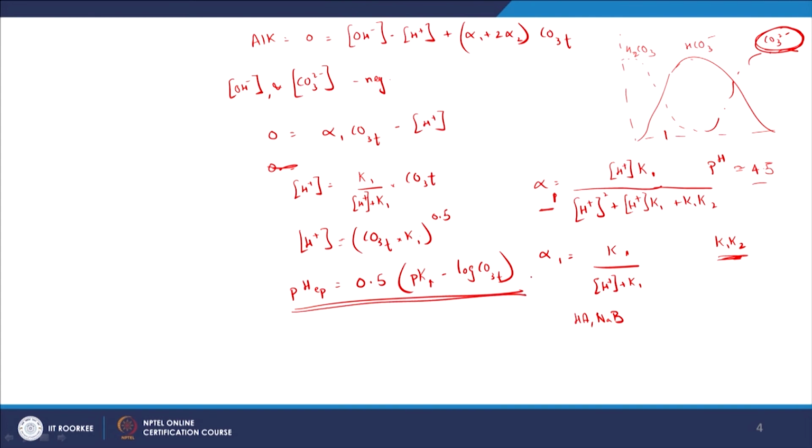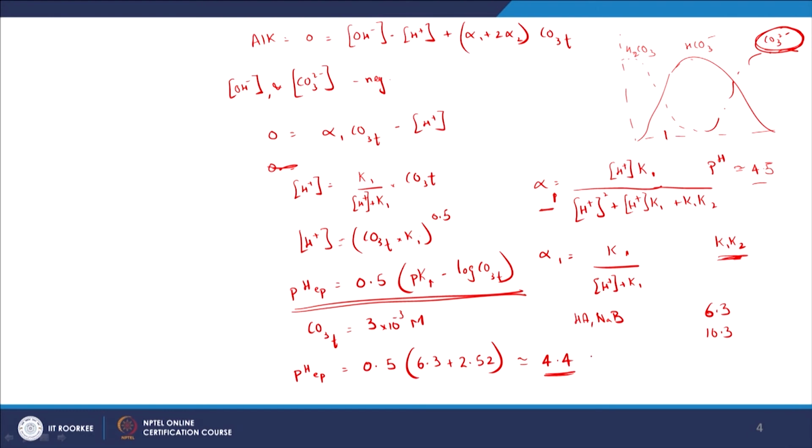So, let us plug in a particular set of values. An example that I have here is that CO3 total is 3 into 10 power minus 3 molar. What is the equivalence point pH? That is 0.5 times pKa1, which we know is 6.3, and pKa2 is around 10.3. So, we use 6.3 minus log of 3 into 10 power minus 3. The value I have here is 2.52, so now I end up with something around 4.4.